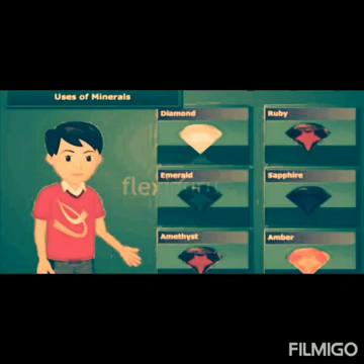Third use of minerals is as gemstones. Several attractive minerals such as diamond, ruby, emerald, sapphire, and topaz are used as gemstones. These minerals are found in the form of crystals. When polished, they appear beautiful and shiny. Hence, they are used in making jewelry.